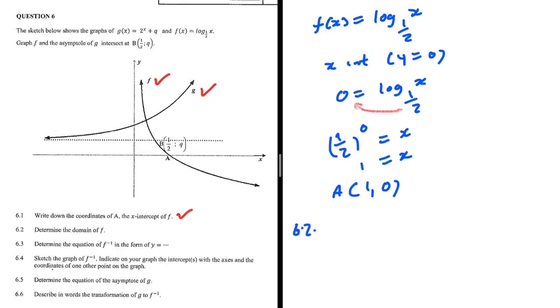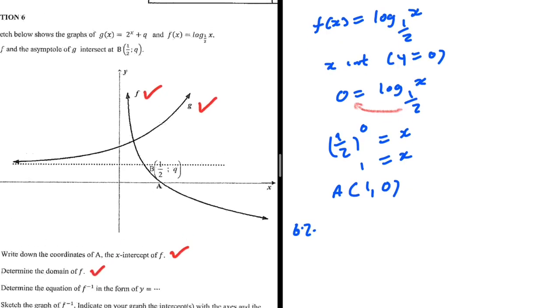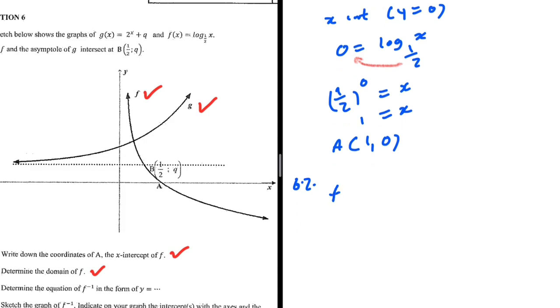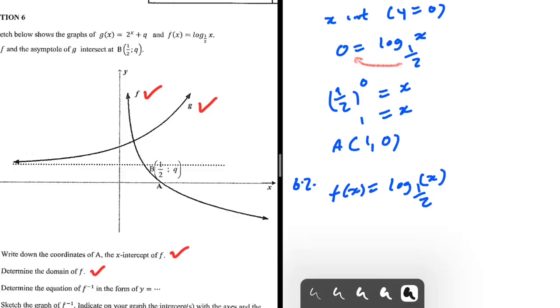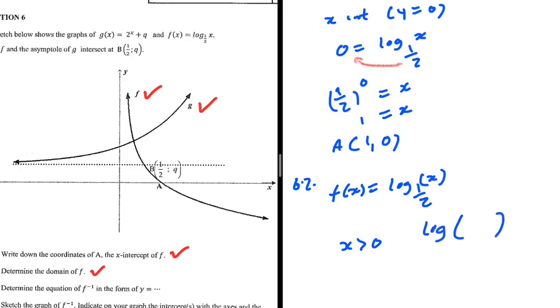Let's take a look at 6.2. Determine the domain of f. Well, we still have f of x being equal to log of x, and the base is a half. The base doesn't really affect us that much. It's this x that we need to pay attention to. For the function f, the domain is x greater than 0. That is because for log, we can only feed it positive numbers, numbers greater than 0 essentially. We cannot feed it 0 or numbers that are less than 0.